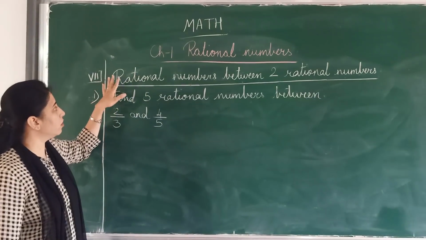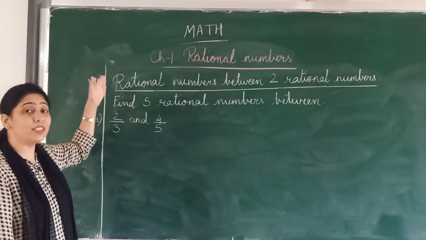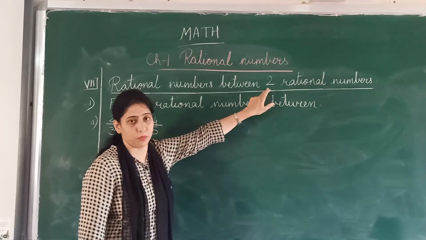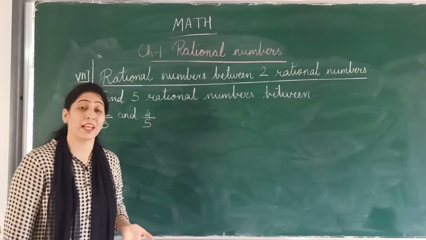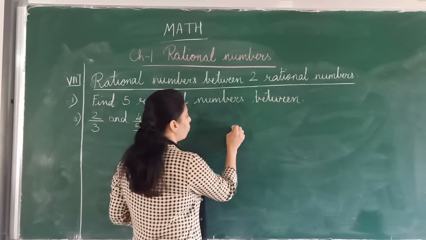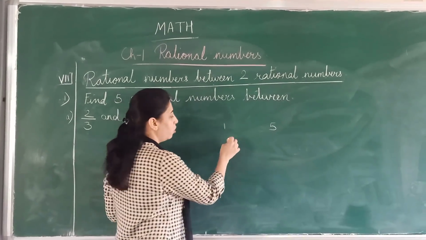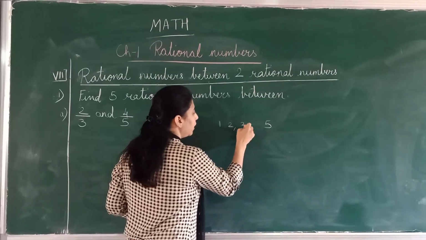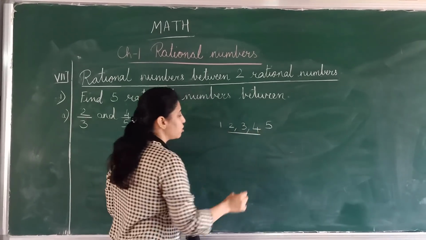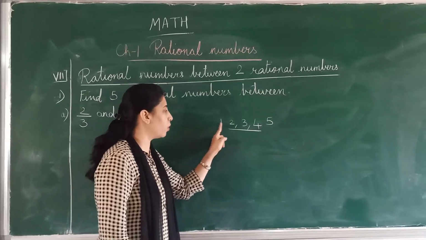Now, we are going to learn how to list the rational numbers between 2 rational numbers. We have already learned about natural numbers. Can you tell me what are the natural numbers between 1 and 5? It will be 2, 3 and 4. So these are the natural numbers between 1 and 5.